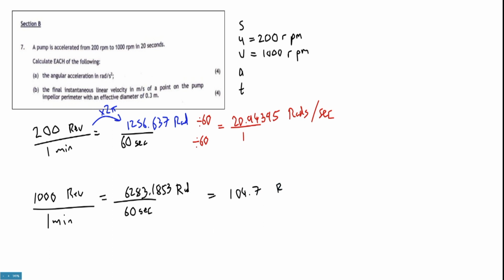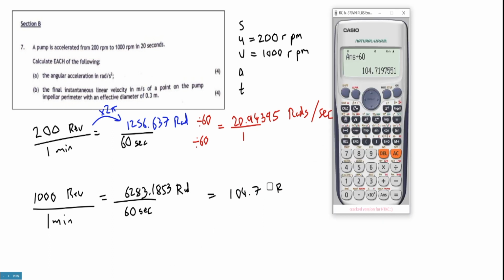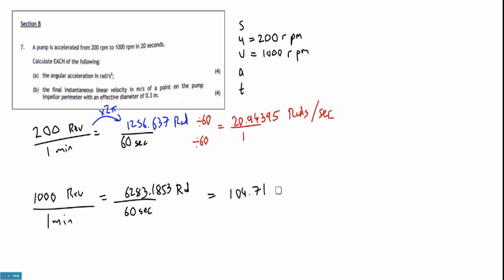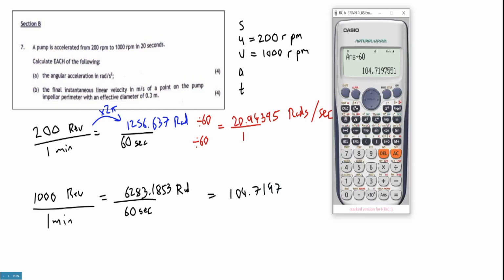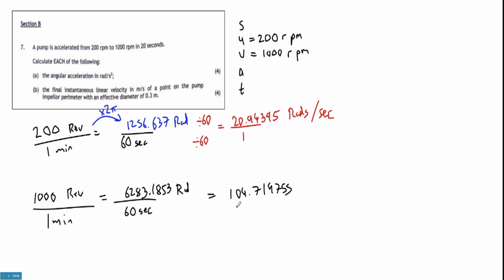104.7. Let's get a few more decimals on that. 104.719755. Whatever. This is how many rads per second. Right. So this is now our initial velocity and our final velocity. So we're going to do a suvat on this using these values.